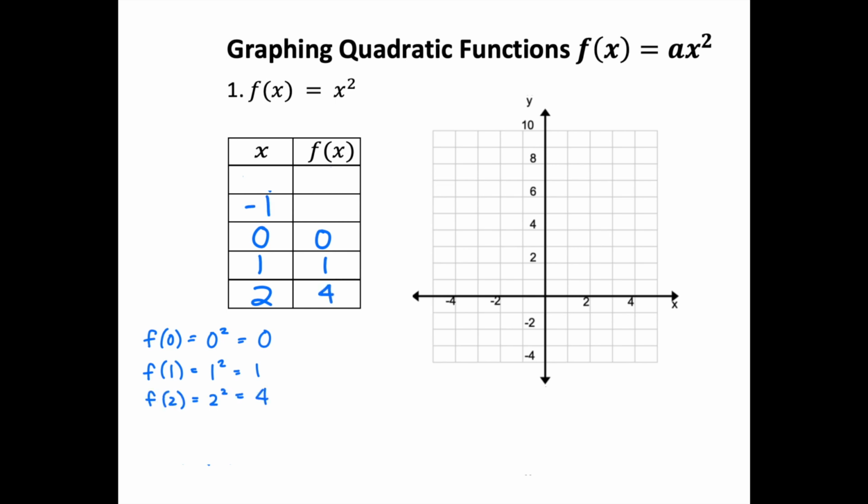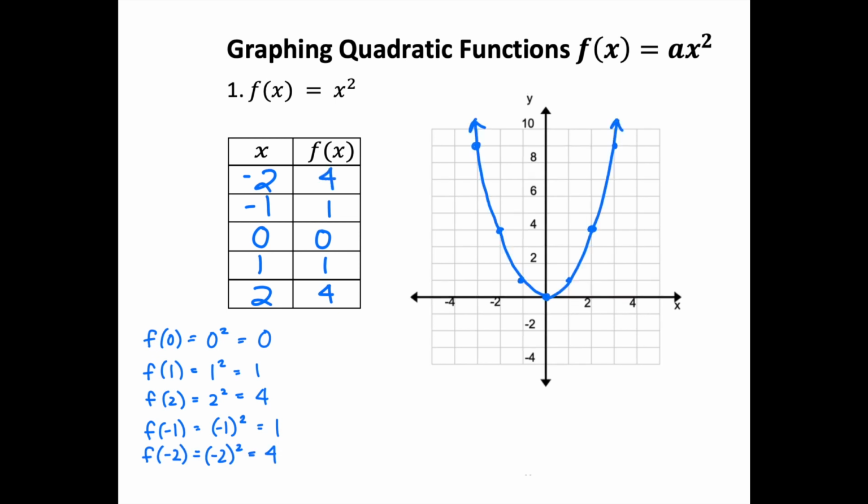Now using negative inputs, if we were to square a negative number, we would still end up with a positive answer, because a negative times a negative is a positive. So negative 1 times negative 1 equals 1, and negative 2 times negative 2 equals 4. When we graph and connect the points, we should end up with a parabola where it looks like the points on one side of the graph are reflected over the y-axis onto the other side.